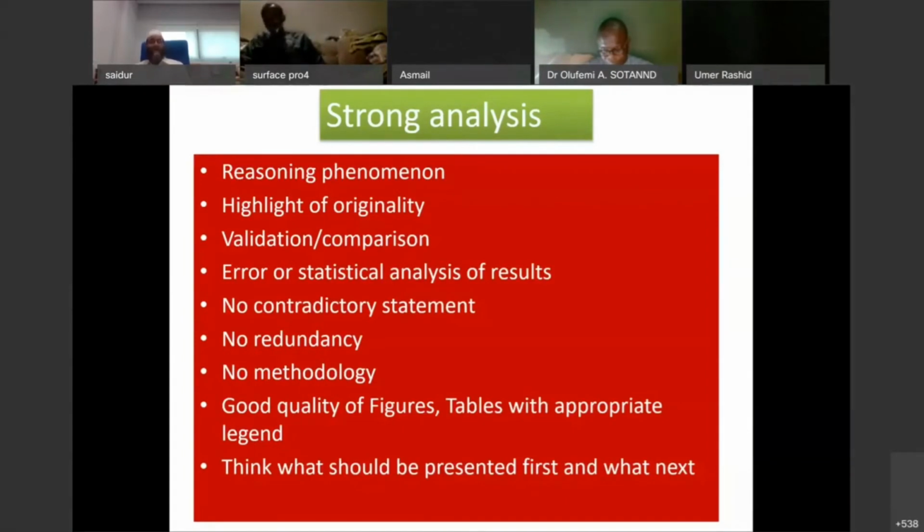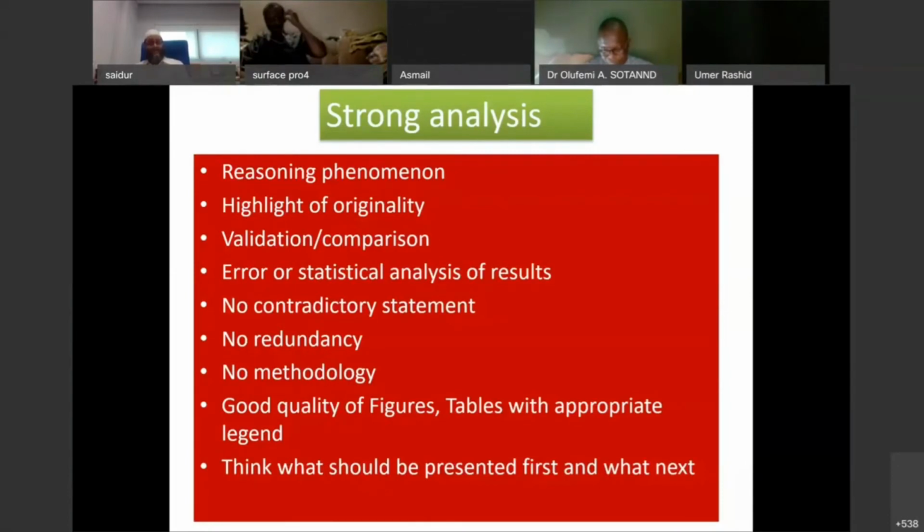Again, the error and statistical analysis is basically about measurement error. There can be some error. If equipment is accurate and calibrated, and you do the statistical analysis, that will tell you how robust your results are. Some reviewers normally ask for these things. So these are things to consider also when you are doing the analysis.